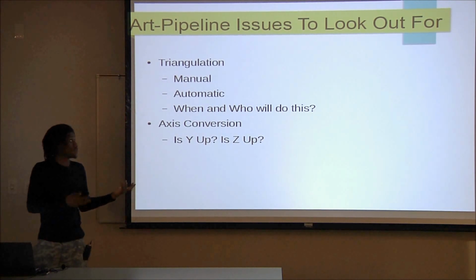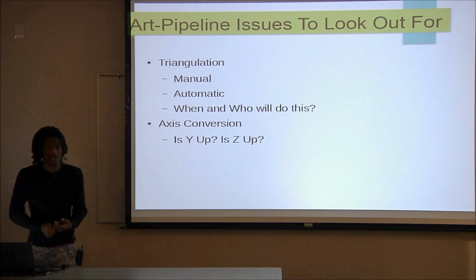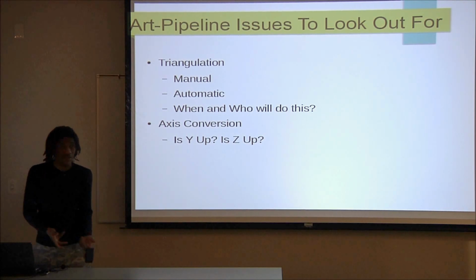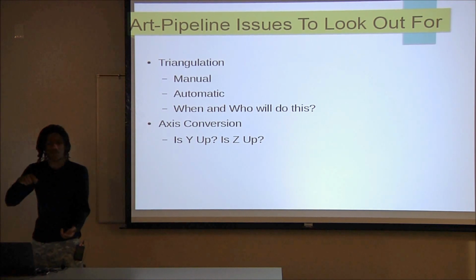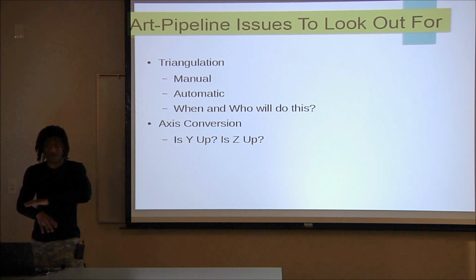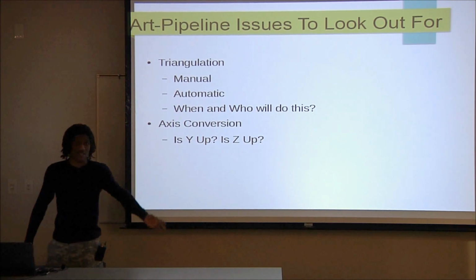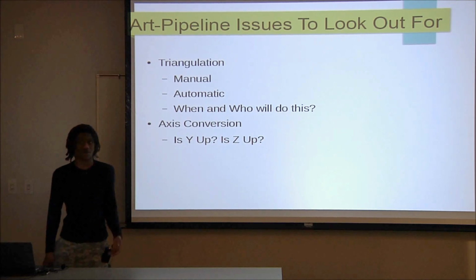Manual or automatic, it's pretty much the options you have. Either the artist can model the mesh with triangles from scratch throughout the whole way through. Just model the whole thing with triangles. This is the best because they have the best control over it.